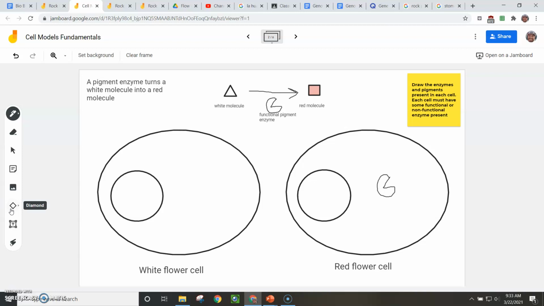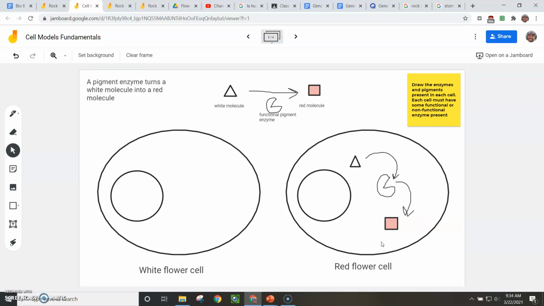I'm going to grab a white molecule. Over here, I need to select a triangle. Okay, there's the white molecule, and it's going to go into the pigment enzyme. I'm going to draw an arrow showing it going into the pigment enzyme. That pigment enzyme is going to change it into a red molecule. So I now need to select the square, show the red molecule. Okay, to color it in, you can come up here and change it to red.